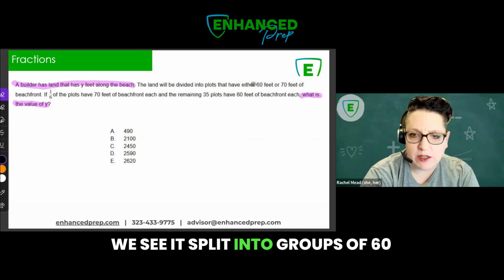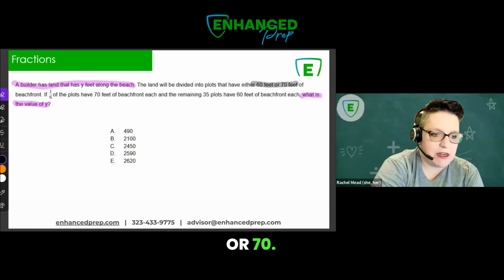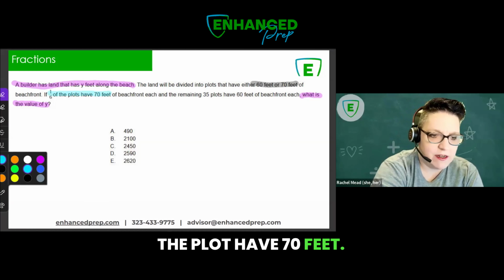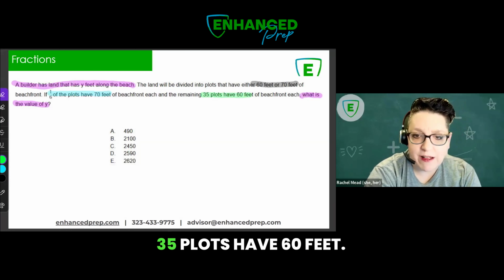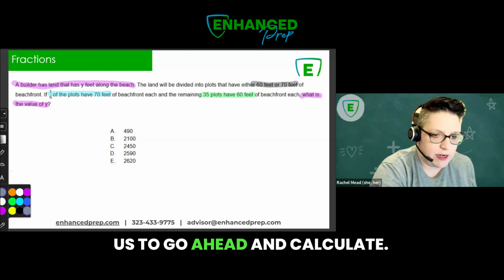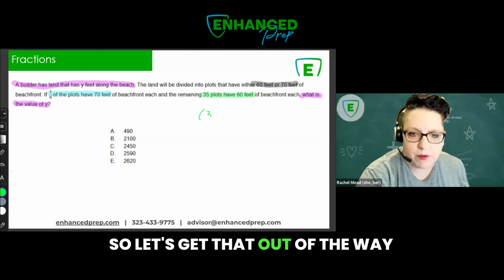We see it split into groups of 60 or 70. And then we also see 1/6 of the plot have 70 feet. And the remaining 35 plots have 60 feet. Well, that's the easiest part for us to go ahead and calculate. So let's get that out of the way first.